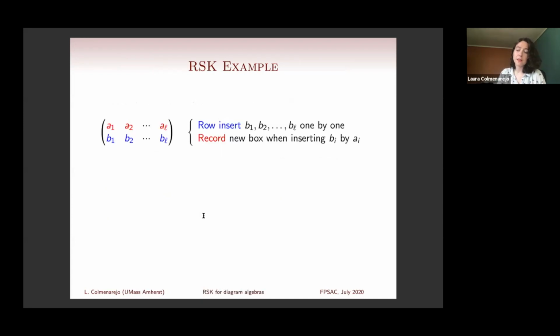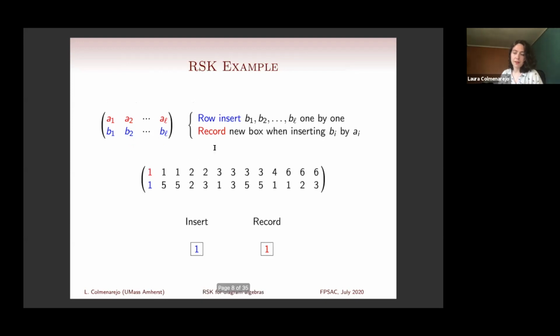So the main idea of the RSK is that we are going to row insert the bottom row, and we are going to record the top row. So let's just start with the generalized permutation. It's color coded. So I need to insert the 1, and I'm going to record the 1. Since I was starting with the empty tableau, I just have these 1 boxes.